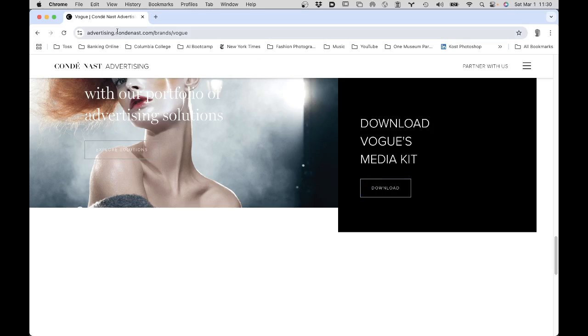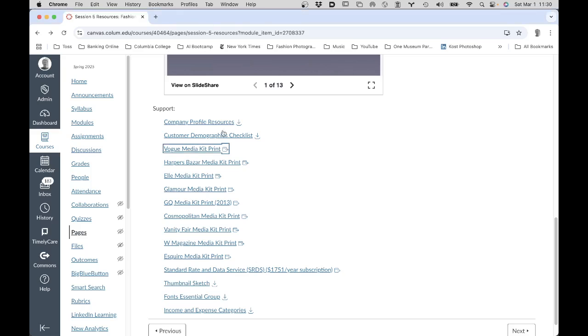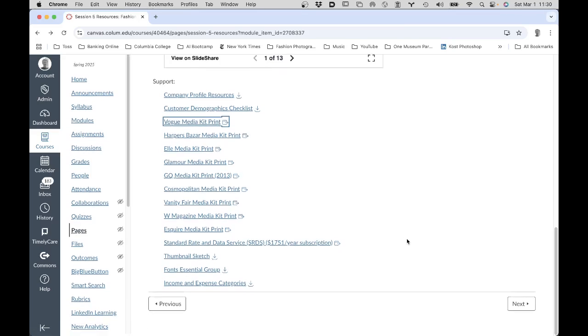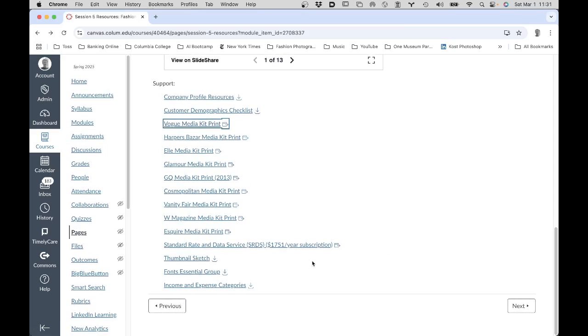So for this, I have given you the rates for Vogue, Harper's Bazaar, Elle, Glamour, GQ. This is all US, Cosmopolitan, Vanity Fair, and W, and then Esquire. If you're going to do men's stuff, this would be important to actually consider in this. This is the SRD. So you can go to their website and take a look at it. Again, do not buy the subscription for this unless, if you got your sugars, go for it.